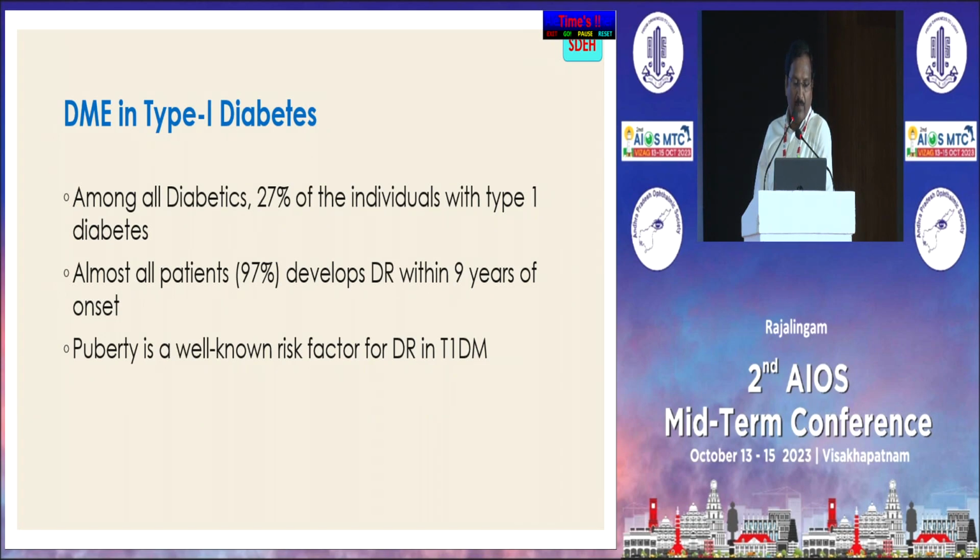So DME with type 1 diabetes. Among all diabetics, 27% are individuals with type 1 diabetes, and almost all develop diabetic retinopathy within 9 years of onset. Puberty is a well-known risk factor for diabetic retinopathy.